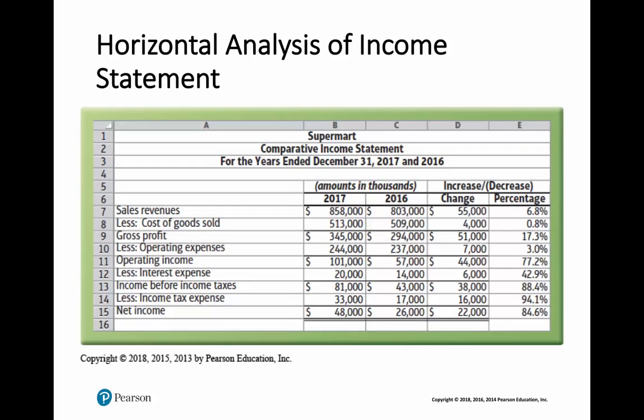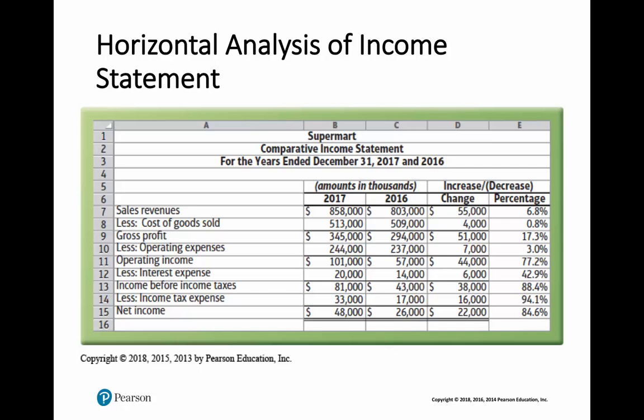so we can have that relative change. So we have here on our income statement, we can just grab our change, our increase or decrease, and we can see here over time for 2016 compared to 2017, everything has gone up. So our revenues increased, our cost of goods sold increased, our operating expenses went up, everything has gone up. We had a better year over time, and most importantly, we can see that our top line revenue 6.8% increase resulted in a bottom line net income increase of $22,000 or 84.6%.